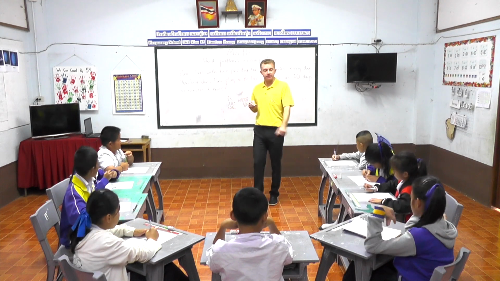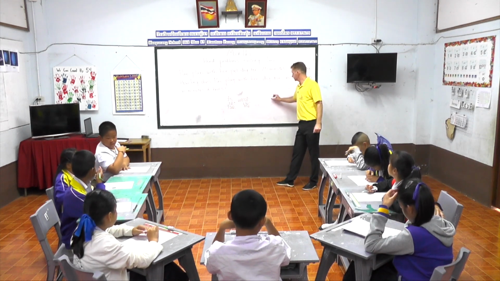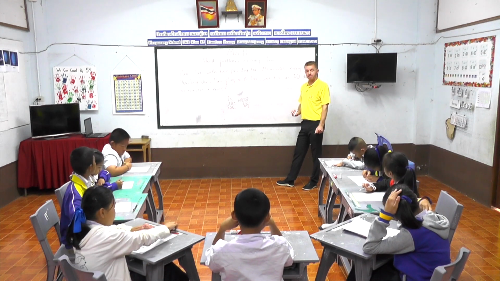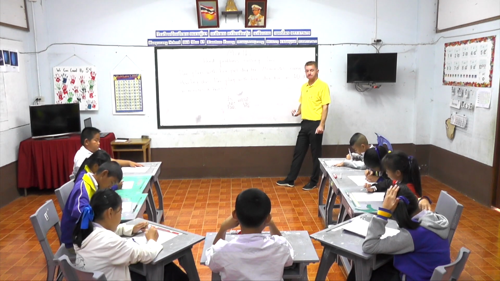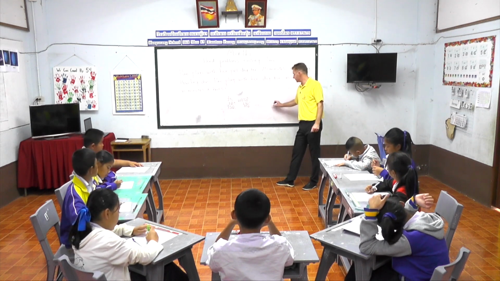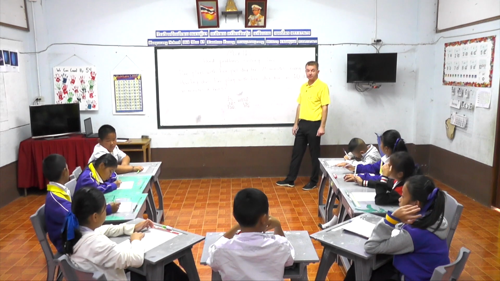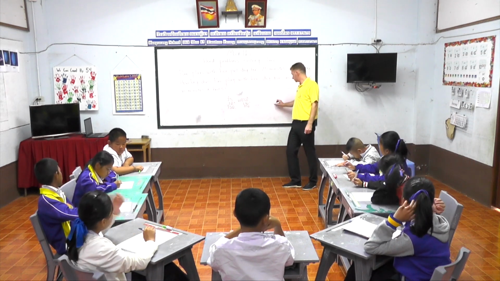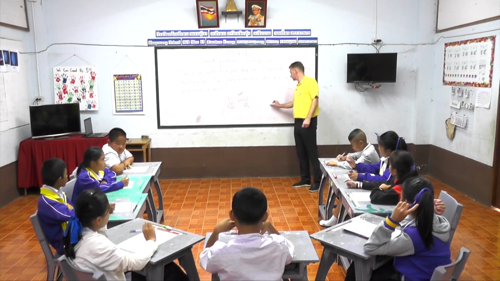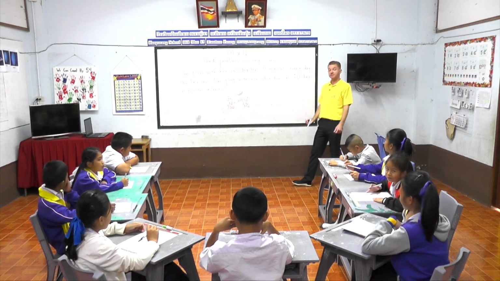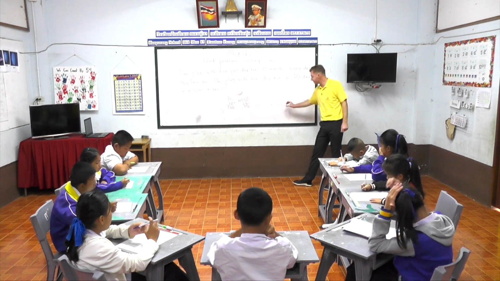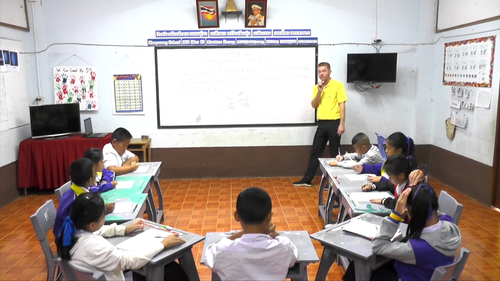So 1 day, how many minutes? 75 minutes. And how many days? 5 days. So we need to do 75 times 5. So how many minutes in 1 week? 375 minutes. But what we need to work out is hours and minutes.